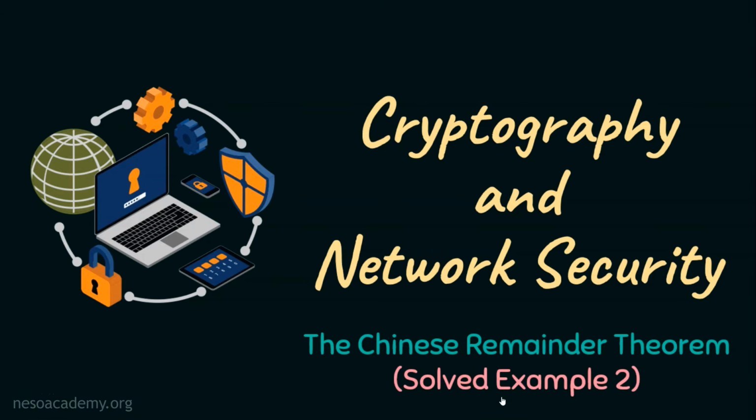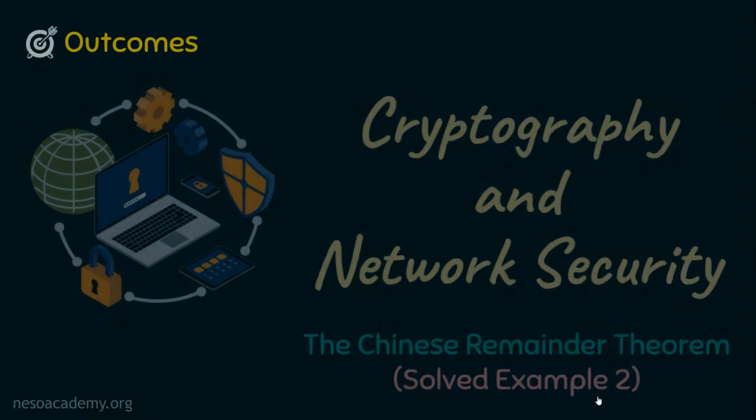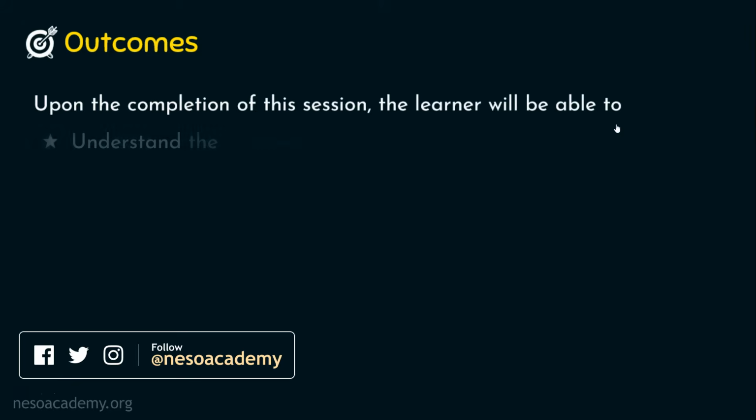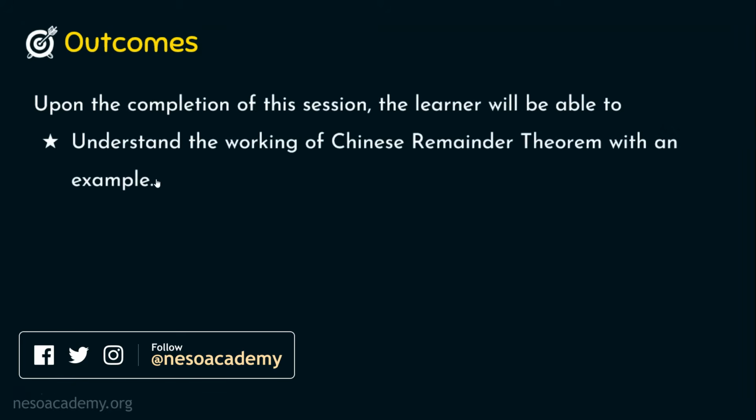In the last presentation, we understood what is Chinese remainder theorem and we have seen solved example number 1 in Chinese remainder theorem. In this presentation, we will solve another example in Chinese remainder theorem. As usual, let's start the session with the outcomes. Upon the completion of the session, the learner will be able to, outcome number 1, understand the working of Chinese remainder theorem with an example.